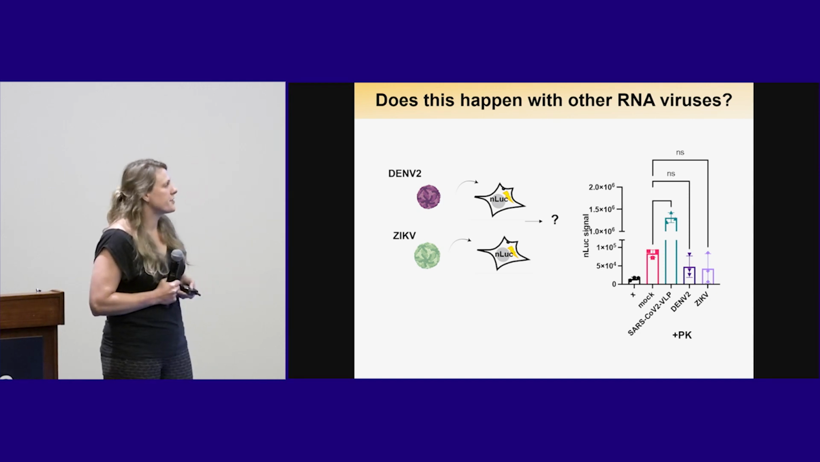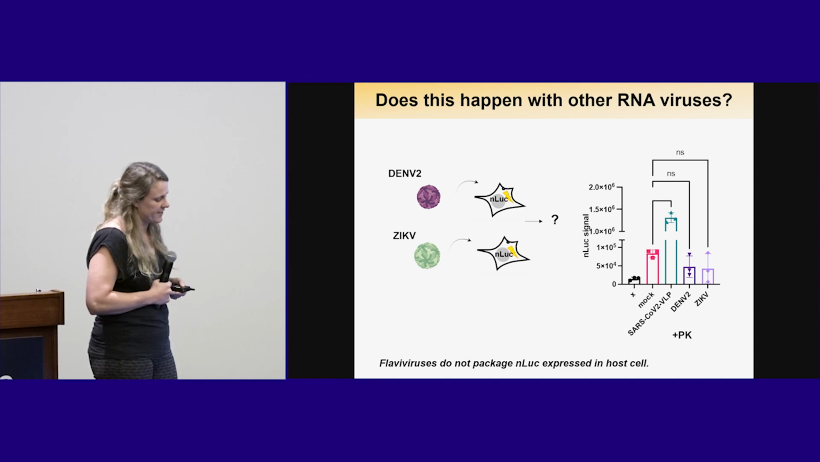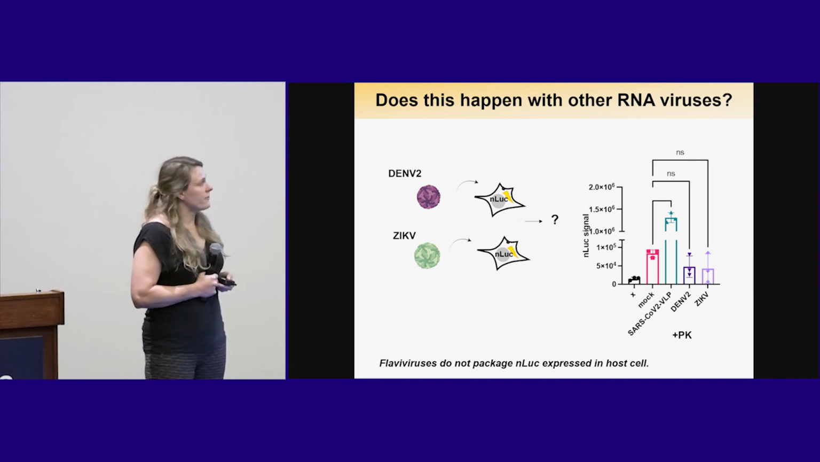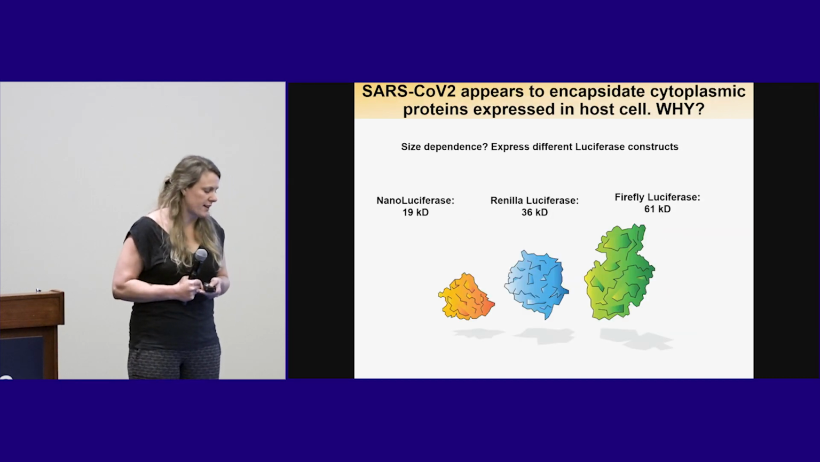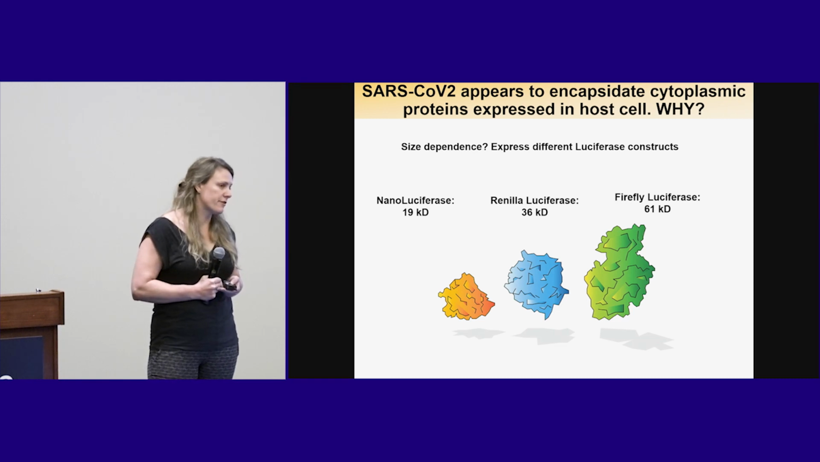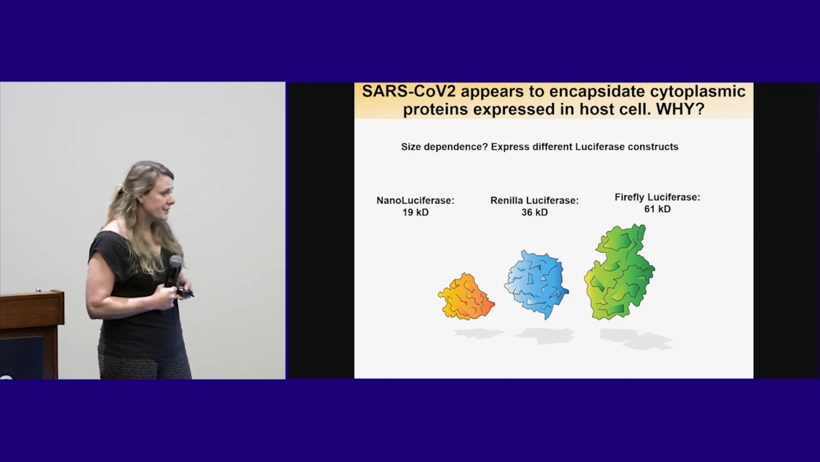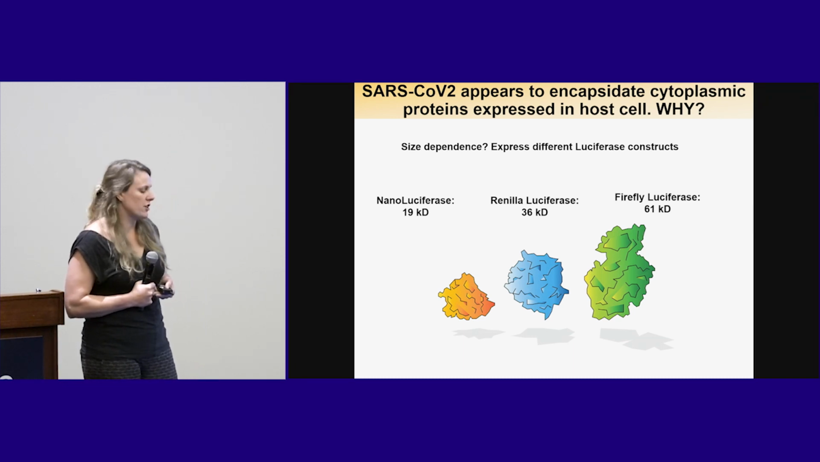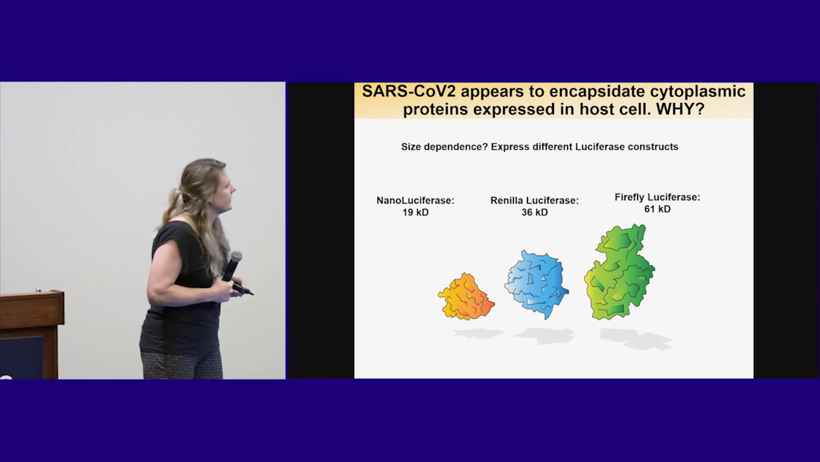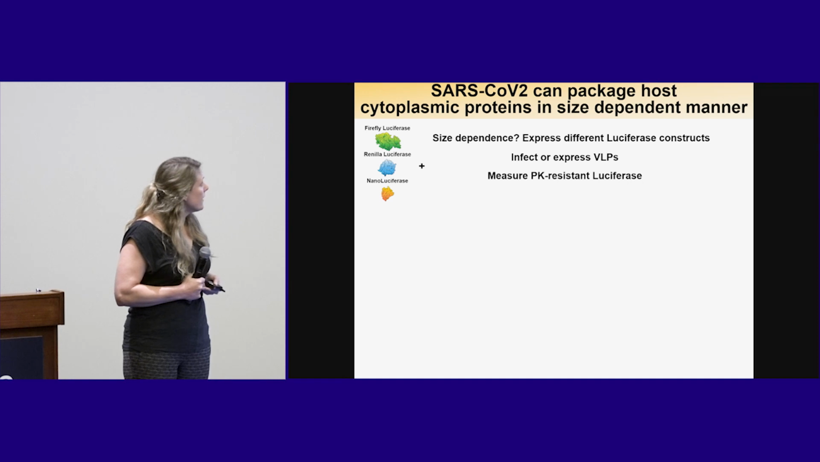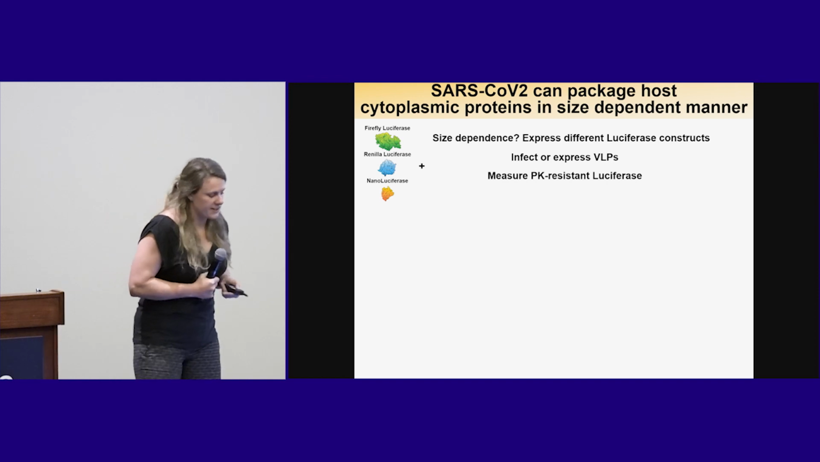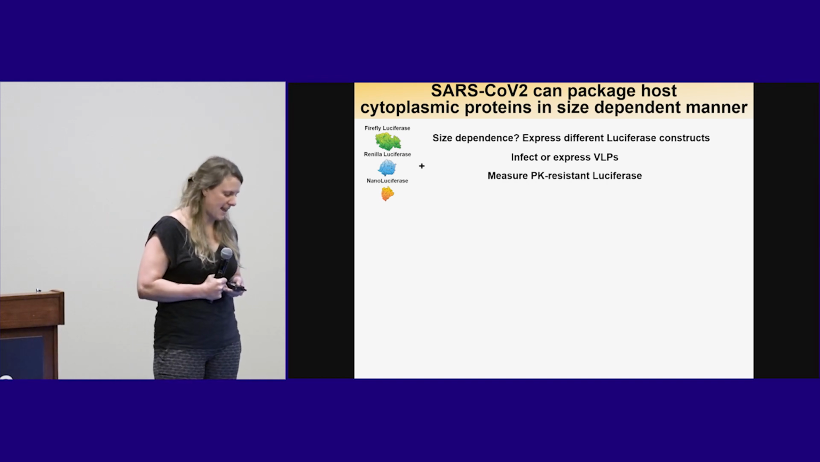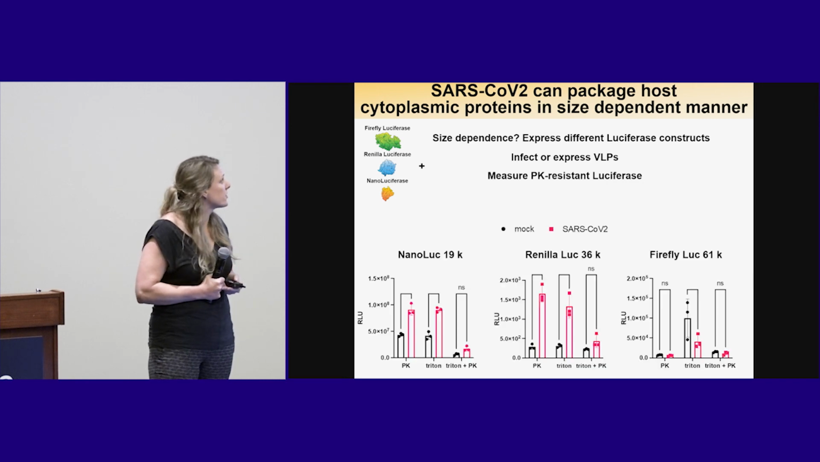So coronaviruses are nearly 3 times bigger than flaviviruses, and so we hypothesized then that perhaps SARS-CoV-2 packages nanoluciferase in a size-dependent manner. And so to address this question, we used 3 different luciferase constructs that come in different sizes that can be used then as a molecular ladder to measure the packaging of cellular cytoplasmic proteins into coronavirus. And so again, we expressed our 3 different luciferase constructs in cells and infected them or overexpressed our VLPs in the cells, and then measured the PK-resistant luciferase that is secreted.